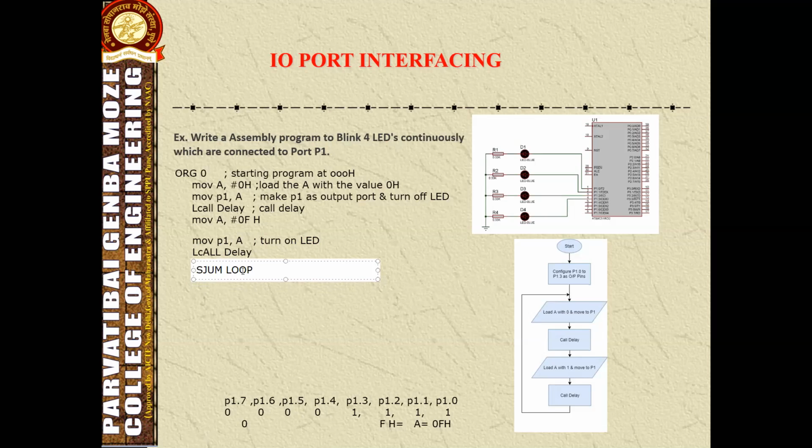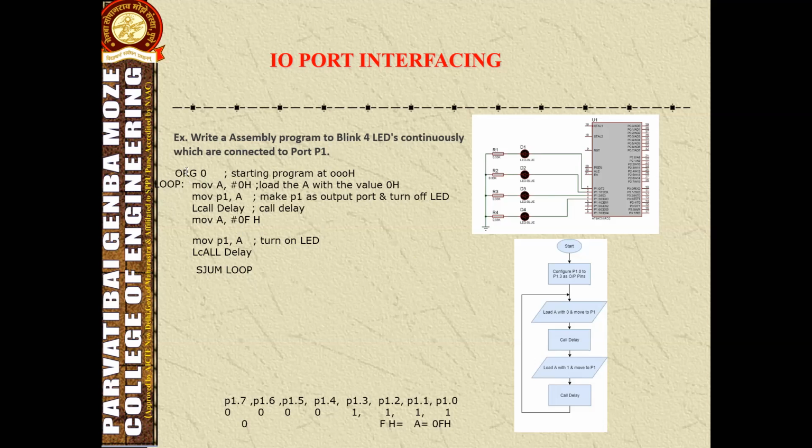After delay, our instruction should be jump to loop. There is a loop. We have to give the loop label here. This is our loop.